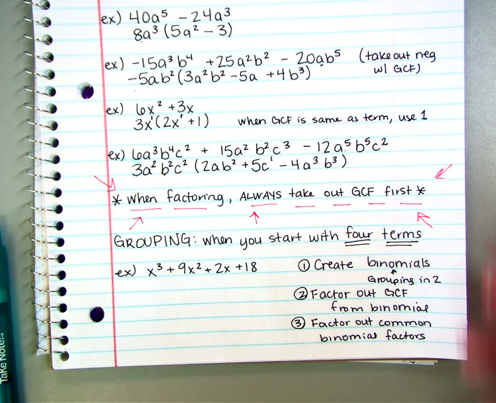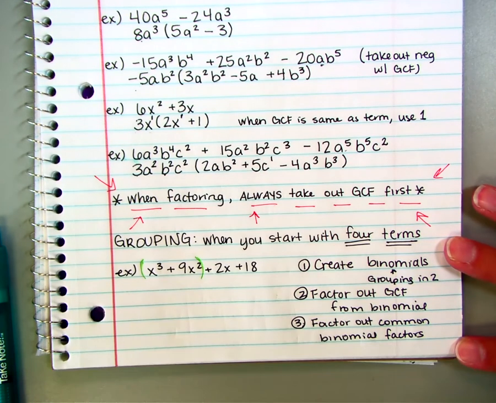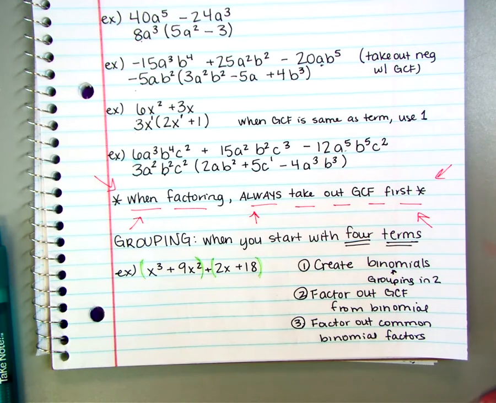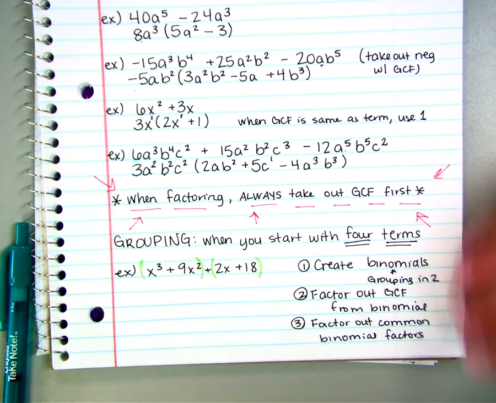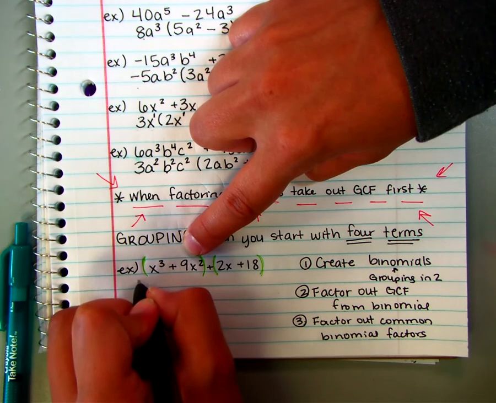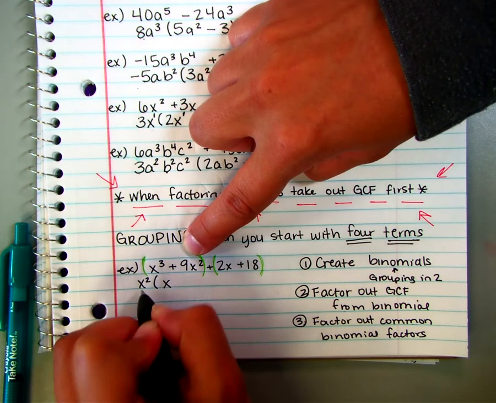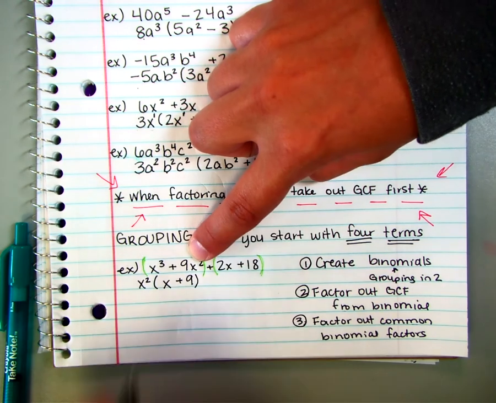Factor by grouping gets its name because we put the first 2 terms together by grouping them with parentheses, and we put the second 2 terms together by grouping them in parentheses. That's step 1. Step 2 is factor out the GCF from each binomial. So x cubed and 9x squared is my first binomial, and we're going to take out a GCF. Well, what do they have in common? They have an x squared in common. What's left? x squared times x gives me x to the 3rd. x squared times 9 gives me 9x squared.